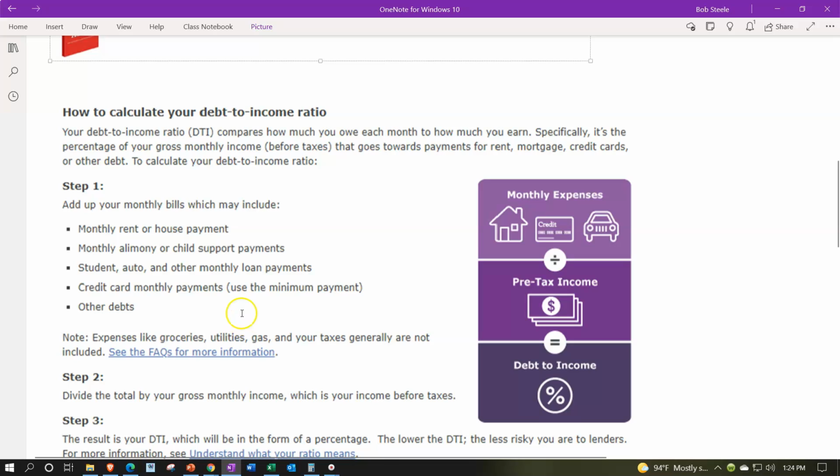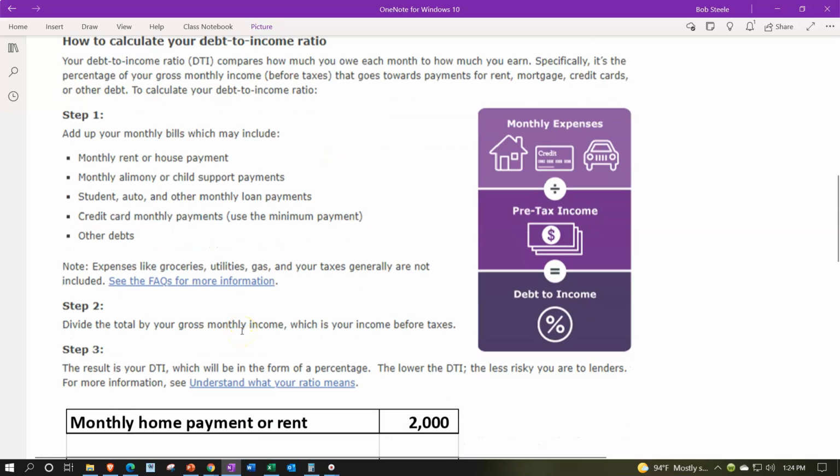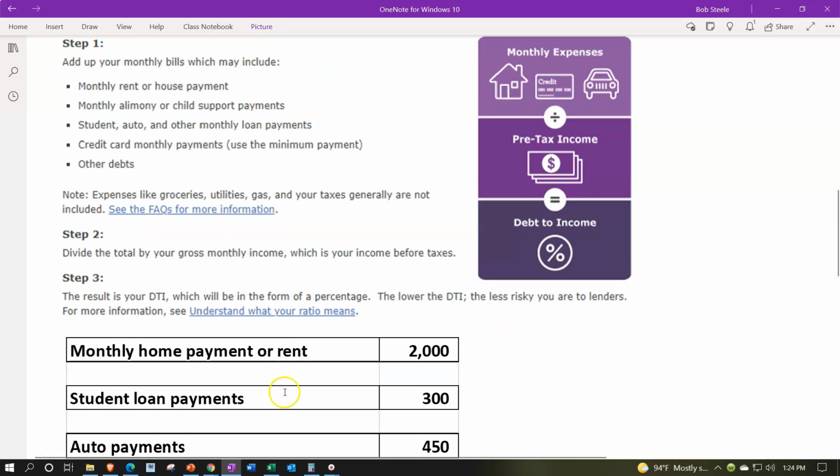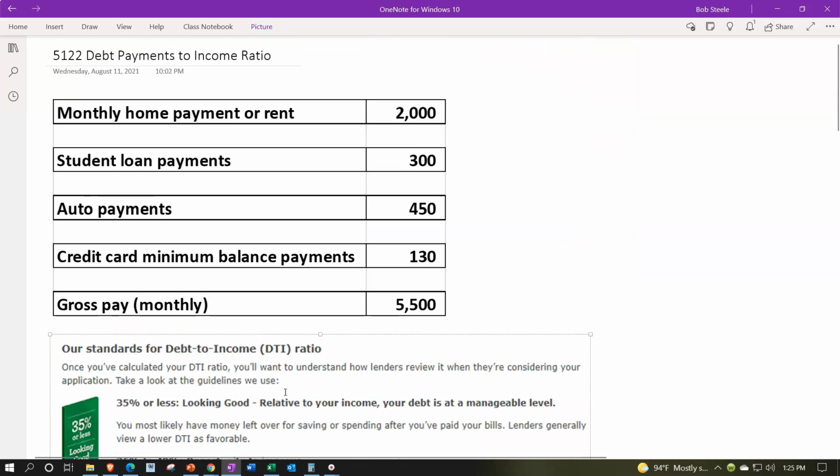And then any other debts, of course, that we have. Note, expenses like groceries, utilities, gas, and other taxes generally are not included. So all of your other expenses, we're not trying to include all the expenses. We're trying to include the debt-type things, even though we included some things other than the debt-type things in the calculation. And then step 2, divide the total by your gross monthly income, which is your income before taxes. And then step 3, the result is your DTI, which will be in the form of a percent. The lower the DTI, the less risky you are to lenders. So obviously if we're trying to get a loan, we want the DTI to be lower. That makes us look better.